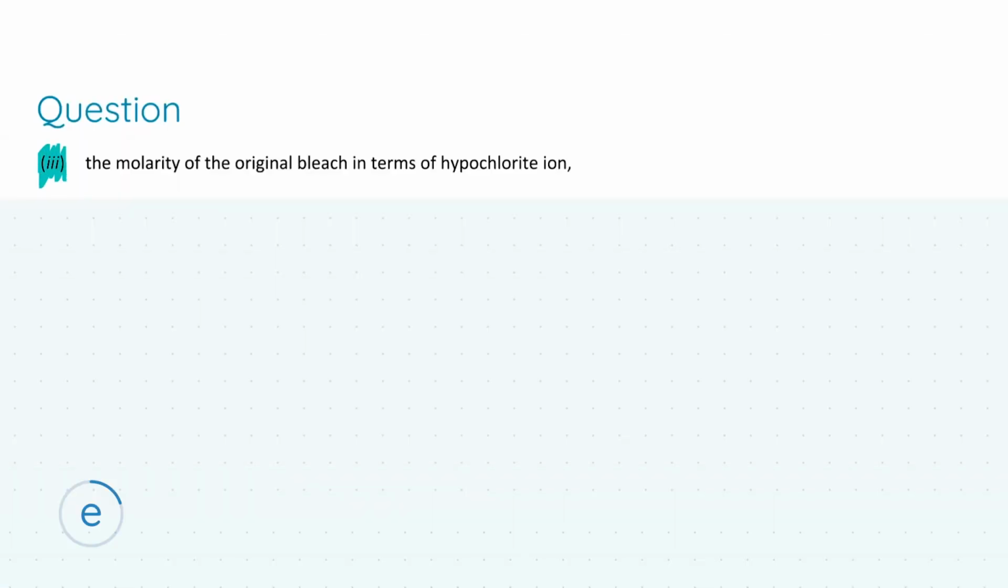In part 3 here, we're asked to calculate the molarity of the original bleach solution, or should I say the original bleach, in terms of our hypochlorite ion. So the important thing here to take away is that we are being asked about our original bleach solution, so try not to get that mixed up with our diluted one. And another thing here is if you don't understand what molarity is, it's just another way of saying our concentration.